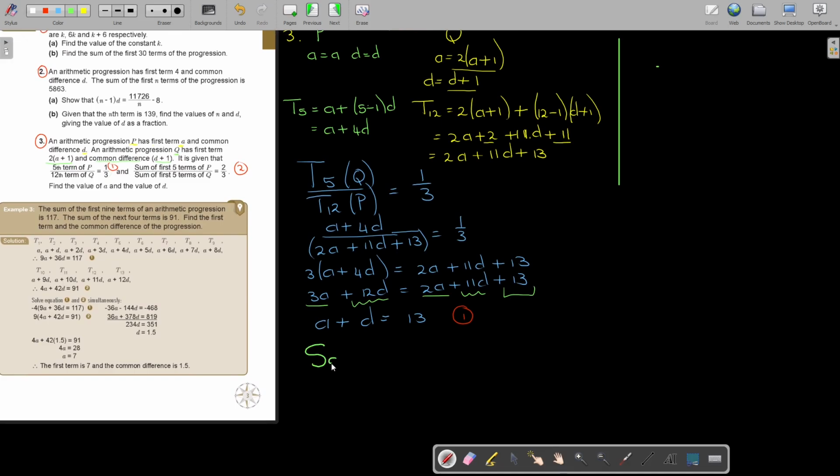Okay, so it's S5, and don't forget the formula for Sn, let me write it here: n over 2 times (2a plus (n minus 1)d). So S5 equals 5 over 2 times (2a plus (5 minus 1)d). If I simplify this, it's going to be 10 divided by 2, so 5a plus 4d, but times the 5, it's 20 divided by 2, so that is going to be 10d.